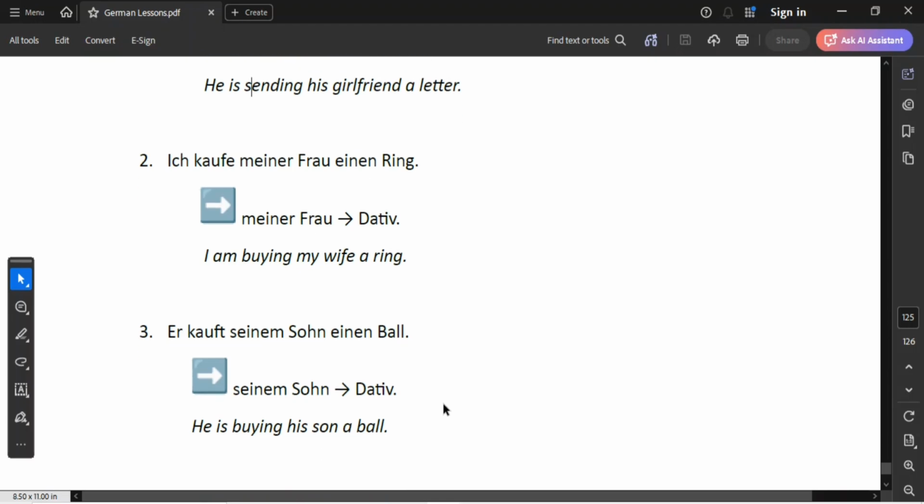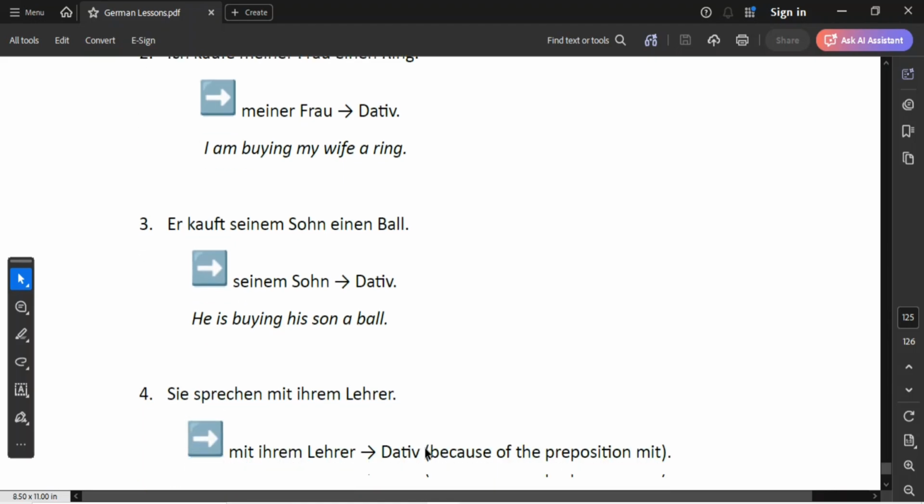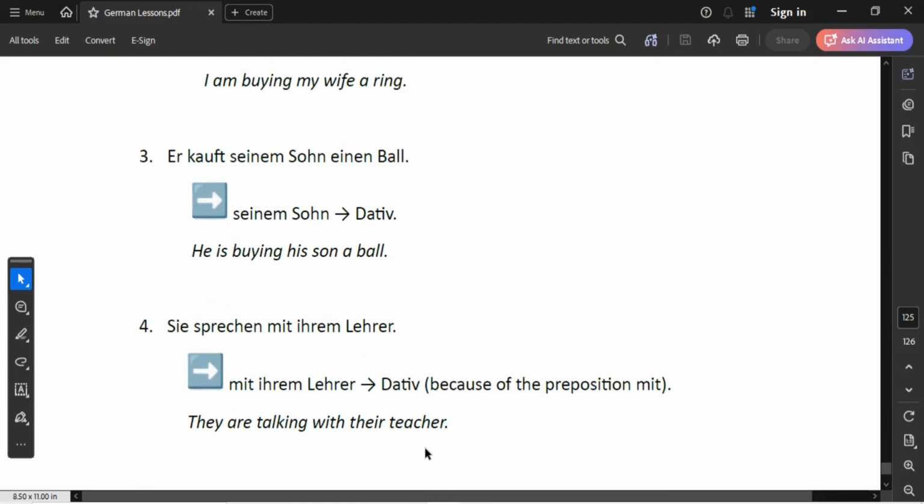Beispiel Nummer 3. Er kauft seinem Sohn einen Ball. Seinem Sohn is our dative. Beispiel Nummer 4. Sie sprechen mit ihrem Lehrer. So mit ihrem Lehrer, that is our dative because of the preposition mit. Remember, mit goes with dative.